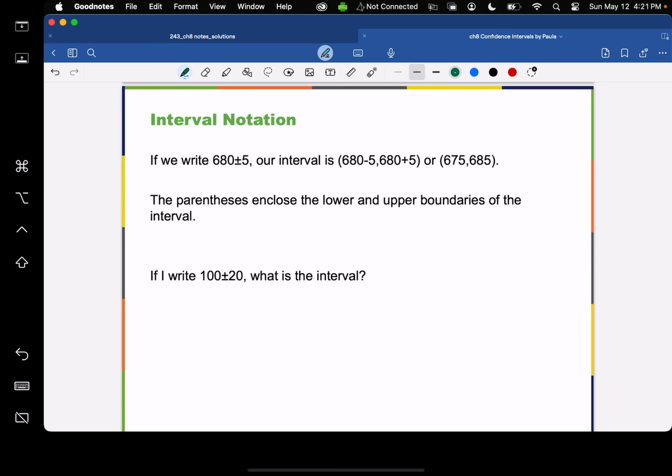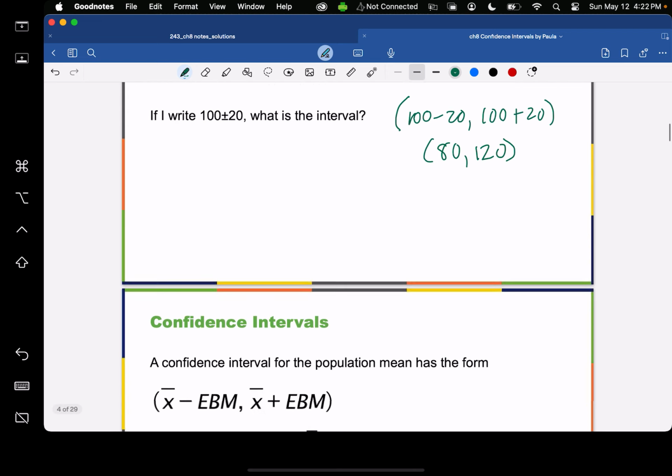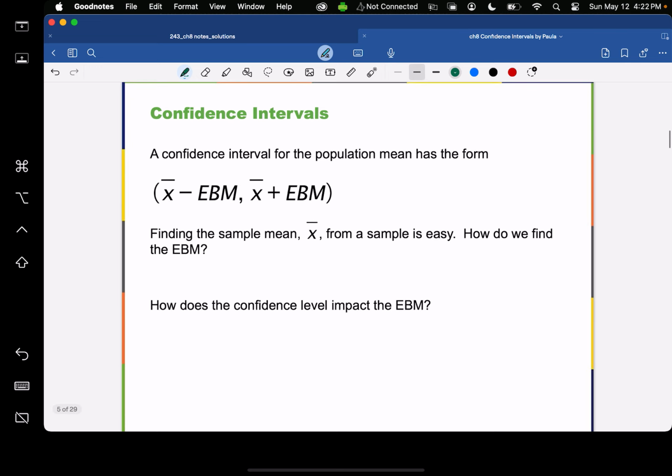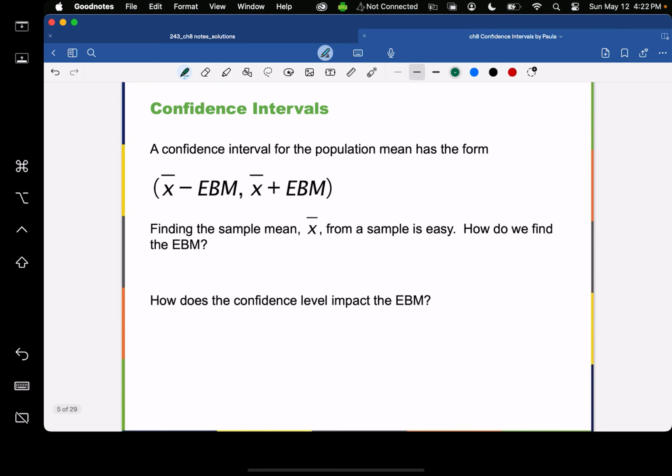If I write 100 plus or minus 20, what is the interval that I'm talking about? 100 minus 20, comma, 100 plus 20. So it's really 80 to 120 that would be the confidence interval. And again, here I'm just building up some intuition, and then we'll get into a little bit more detail about how the 5 or the 20, that margin of error, is calculated.